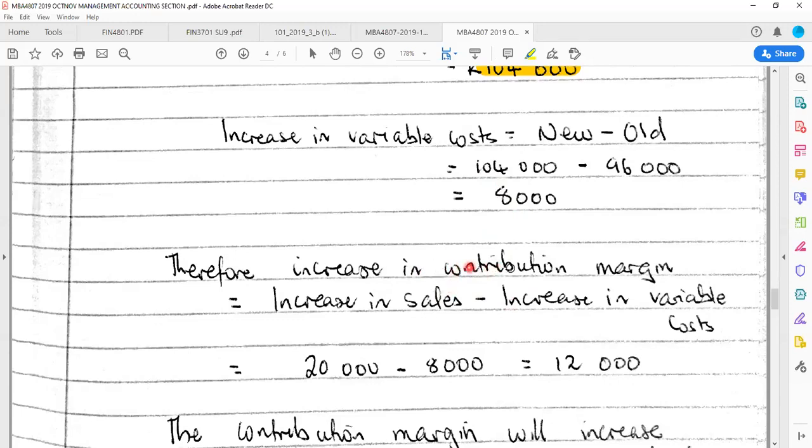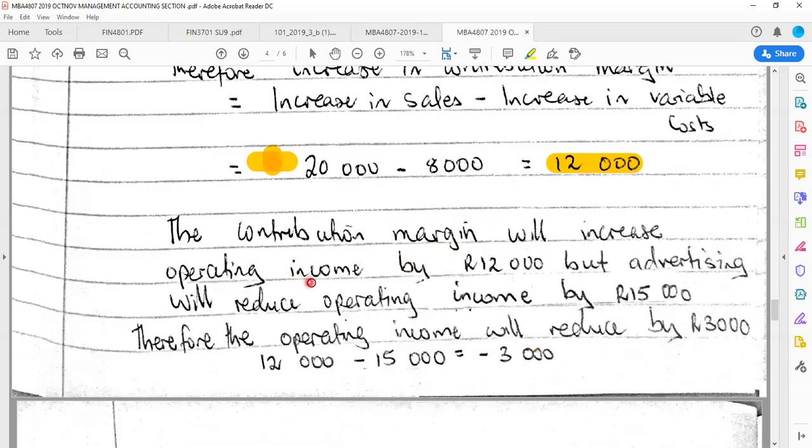So the total effect on the contribution margin, which affects our profit, would be the positive due to an increase in sales, minus the negative due to an increase in variable costs. Therefore, our contribution margin will increase by 12,000. So the contribution margin will increase operating income by 12,000.